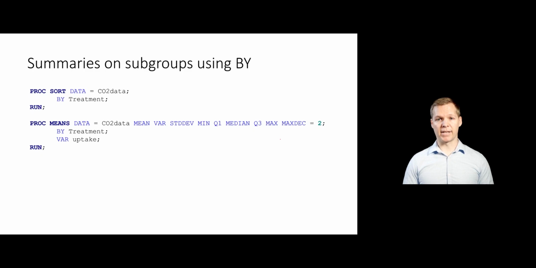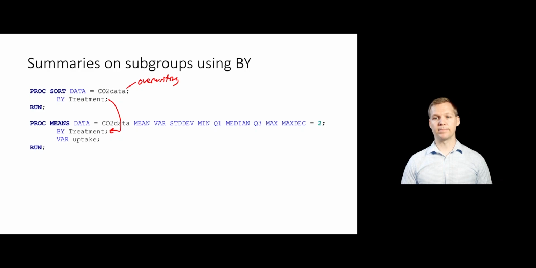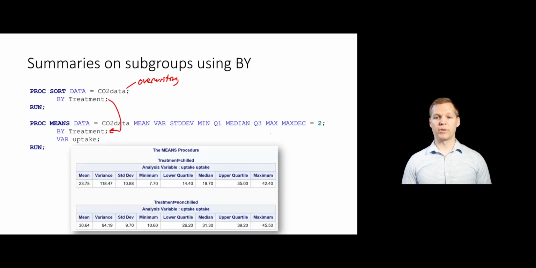First, let's do it using the by statement. Again, if you're going to use the by statement, you first need to sort your data using proc sort. Here I'm going to proc sort on my CO2 data, and I'm going to be overwriting this data because I am not specifying an out data set. So I'm going to overwrite my data set by the sorted data set, and I'm sorting by treatment. Then I'm going to run proc means, and I'm just going to include that same variable in a by statement. This will just produce output for each one of those settings of that treatment group. Since treatment here only has 2 settings, we now get output for chilled and output for non-chilled.